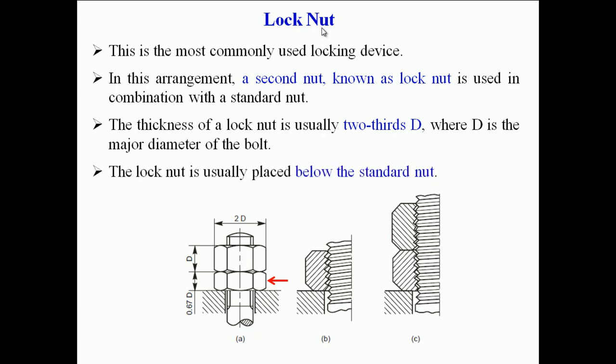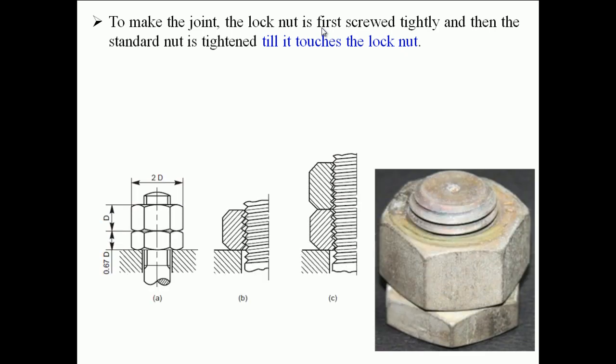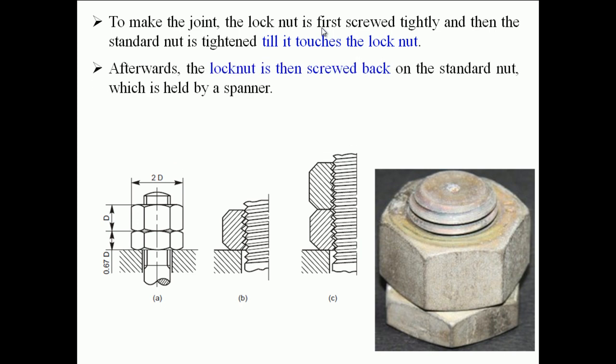The lock nut is usually placed below the standard nut. In the schematic diagram, you can easily understand where the lock nut is placed. To make the joint, the lock nut is first screwed tightly and then the standard nut is tightened till it touches the lock nut. Further, for reference, you can see the schematic diagram and the actual photograph. Afterwards, the lock nut is screwed back on the standard nut, which is held by a spanner.